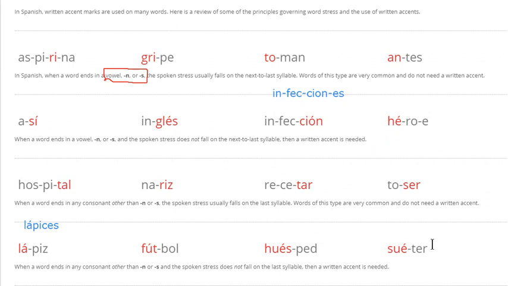So there's our main rules when it comes to which syllable is stressed, which is our most common use of using accent marks, to tell us which syllable should be stressed. And when it is with words that end in a vowel, N or S, it should be on the second to last syllable. If it's not, we need to write an accent mark. On any other type of word, it should be on the last syllable. And if it's not, we write an accent mark. So here is our most common use of accent marks in Spanish.